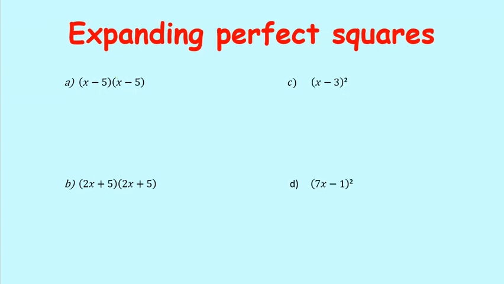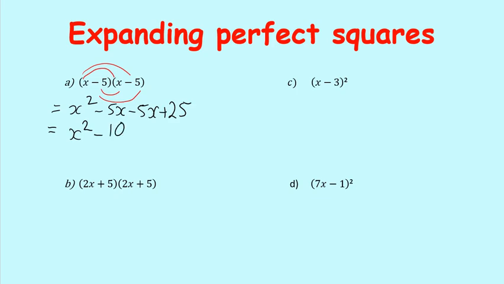Now, let's have a look at expanding perfect squares. For example A, since there is no operation symbol between the brackets, we will multiply. To do this, we will multiply the x and the x, the x and the -5, the -5 and the x, and the -5 and the -5. This will give us x squared minus 5x minus 5x plus 25. We will tidy up by collecting like terms, leaving us with x squared minus 10x plus 25.